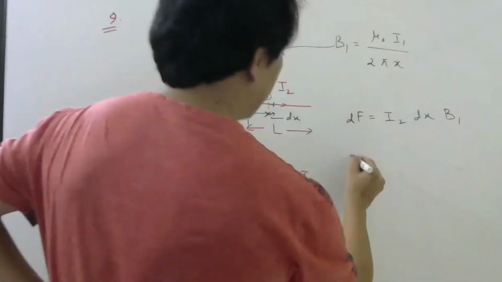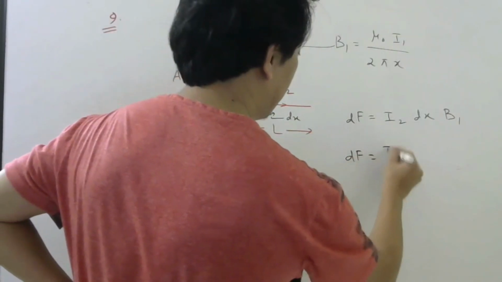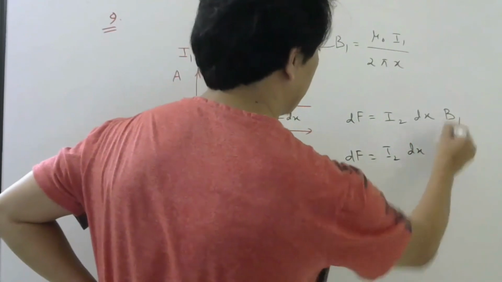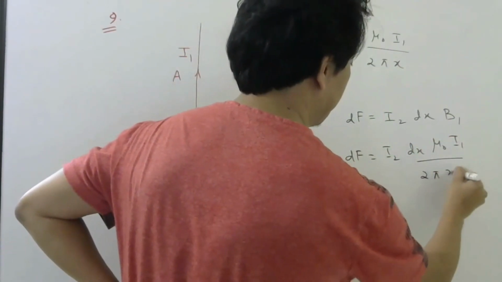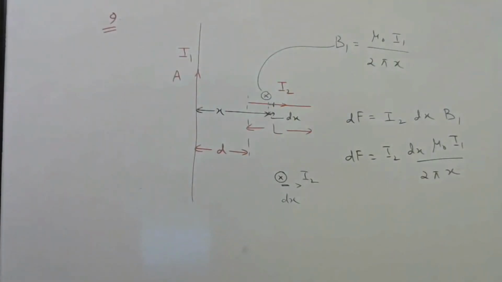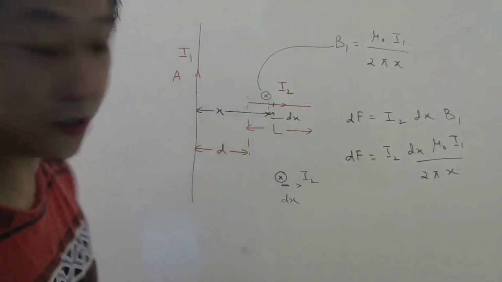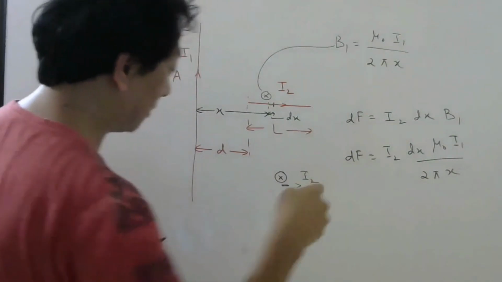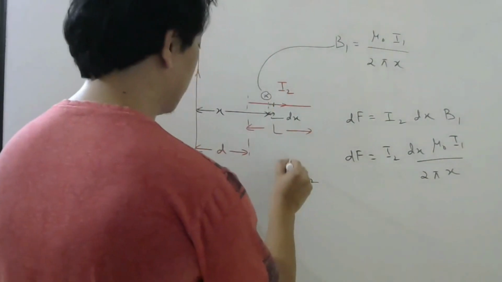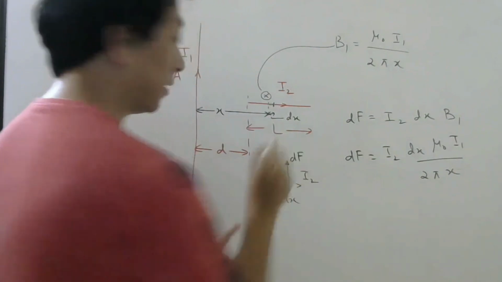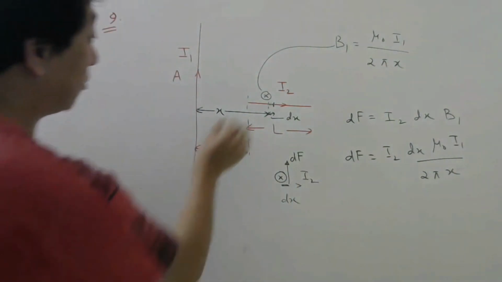Then you can substitute the magnetic field, which is mu naught I1 by 2 pi x. So this is the force on this part. Where will be the force? Current is here, magnetic field is in. So L cross B, force will be upward. So force on this will be upward. Yes or no? Okay. What about force on this part?